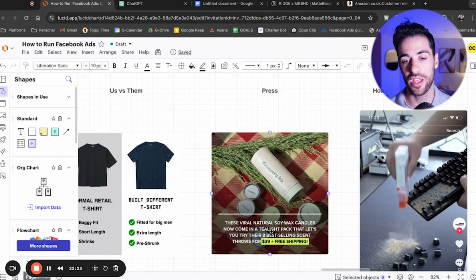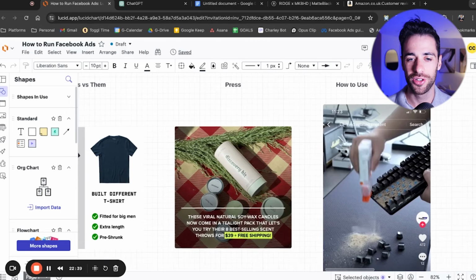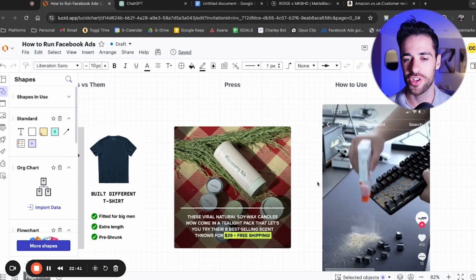You can see here, the viral natural soy wax candles now coming in tea light pack. This is just being created by the brand. It's not like this is a media thing talking about this. It's been created by the brand, but people are just going to look at it and we're conditioned to respond to these gossipy, viral sort of story posts from the shout out pages.